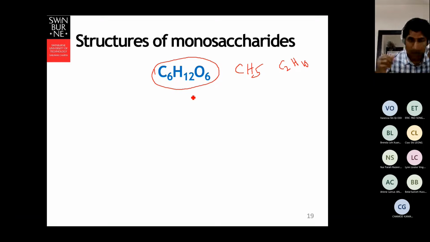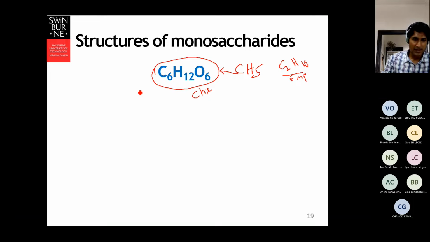Okay. So from the monosaccharide we came to this chemical formula, because this type of formula was not good enough to tell us what thing we are looking into. Empirical formula. So from the empirical formula we came to this chemical formula. This is empirical formula, right? Empirical formula. This is chemical formula.